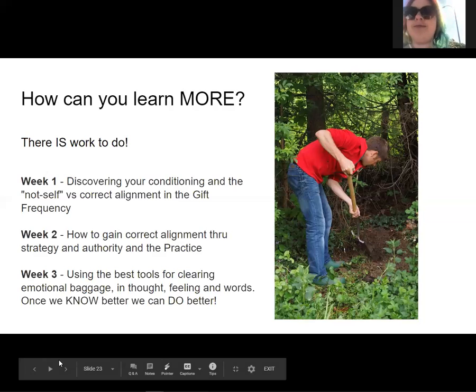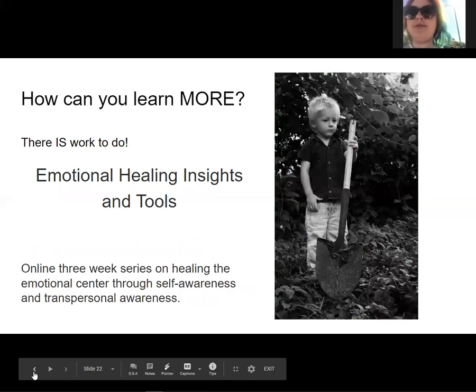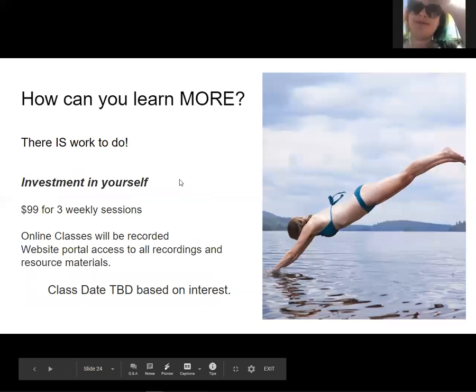I liked this little kid over here with the shovel going like, oh my gosh, I got to dig into this. And then there's the guy that's kind of digging into it. And so you can dive in and do a deep dive if you want to do that with me.